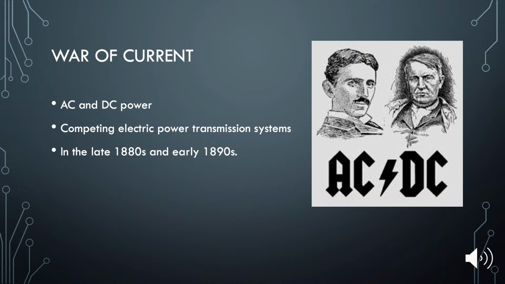However, there is some interesting history about the battle between DC and AC that we call the War of the Currents. It was a series of events surrounding the introduction of competing electric power transmission systems in the late 1880s and early 1890s. In the 1880s, industrialists and inventors wanted to find a way to use electricity to power street lights and to power homes as well, despite a war of currents between AC and DC power.